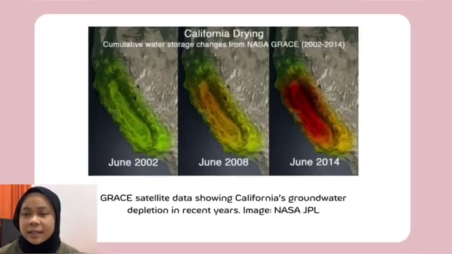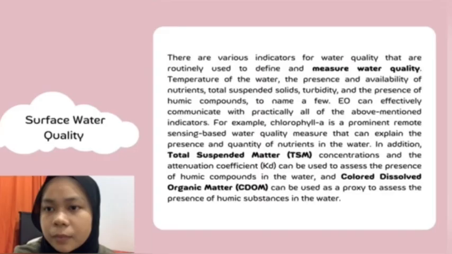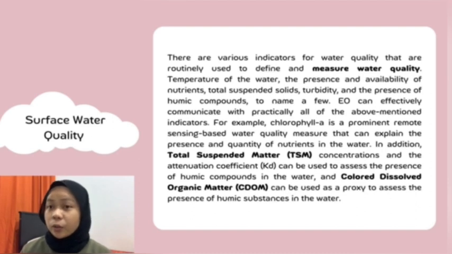GRACE satellite data showing California's groundwater depletion in recent years. Image by NASA JPL. This is the image from June 2002, June 2008, and June 2014. After that, we go to the next slide.